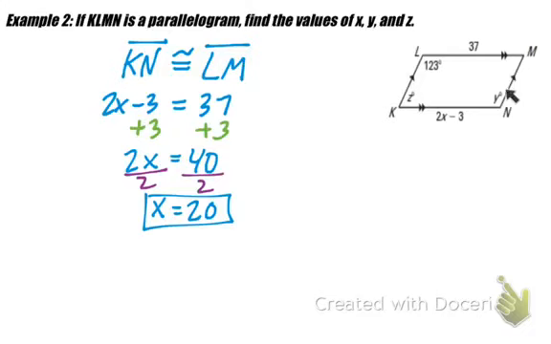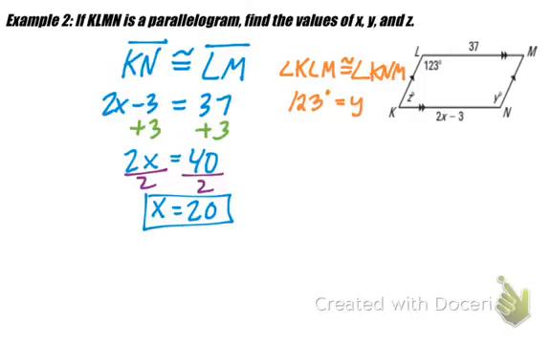Let's find the value of y. The opposite angles in a parallelogram are also congruent. So we can say the angle KLM is congruent to angle KNM. KLM is talking about angle L, and KNM is talking about angle N. So these two angles are congruent. So we can say that y is equal to 23 degrees.